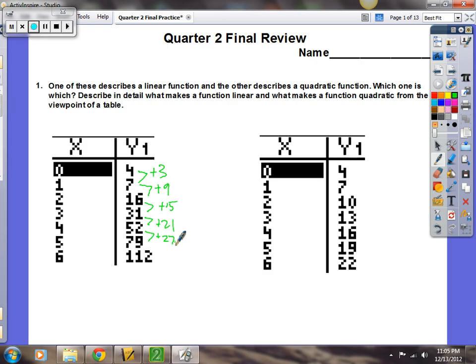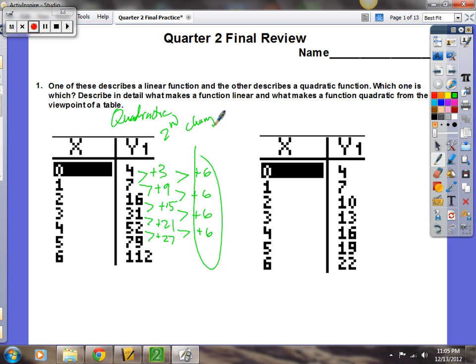So let's take it out again. From 3 to 9, that went up 6. 9 to 15, that went up 6. 15 to 21 went up 6. 21 to 27 went up 6. So I know this one's quadratic. This guy right here is the quadratic, because your second change is constant. That means it's the same every time, plus 6, plus 6, plus 6. So it's increasing at an increasingly constant rate.